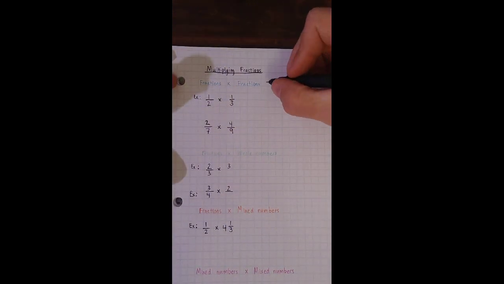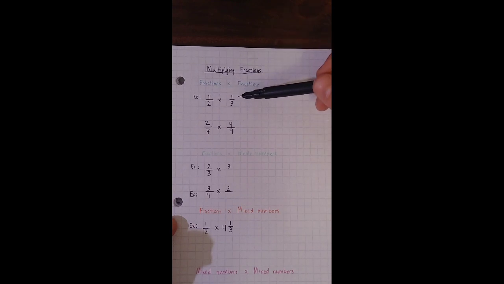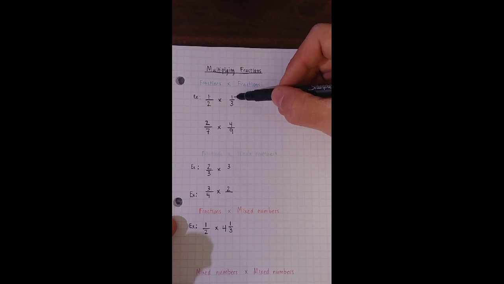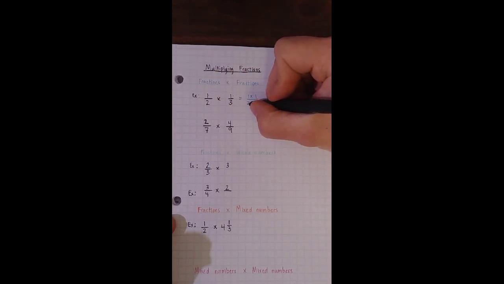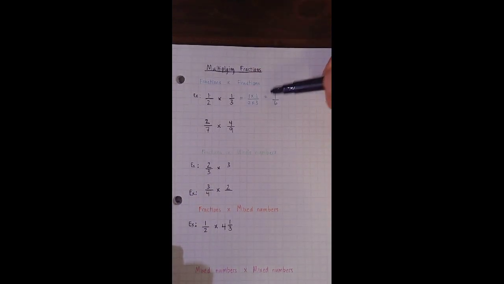So remember, there's a rule for each of these different scenarios, and all these rules fit together pretty nicely. The rule for fractions times fractions is really straightforward. It's numerator times numerator, then denominator times denominator. So let's see what this looks like in practice. The top of this new fraction would be 1 times 1, and the bottom would be 2 times 3. So of course 1 times 1 is going to be 1, and of course 2 times 3 is going to be 6, and my final answer for 1/2 times 1/3 equals 1/6.